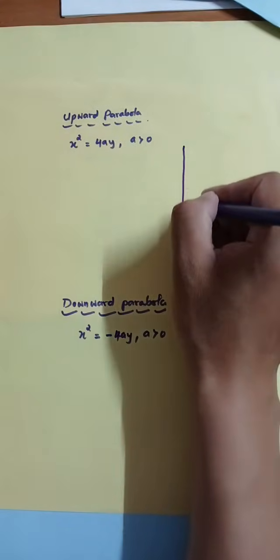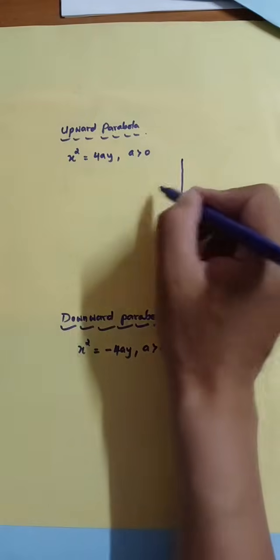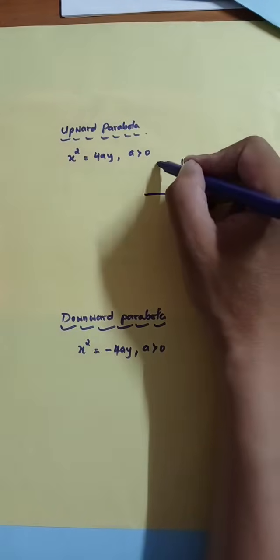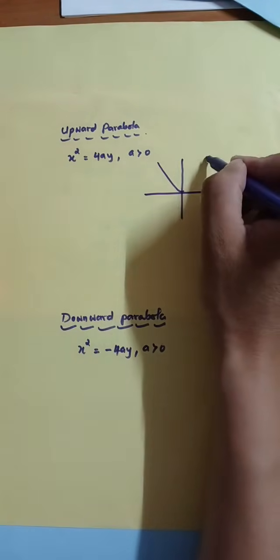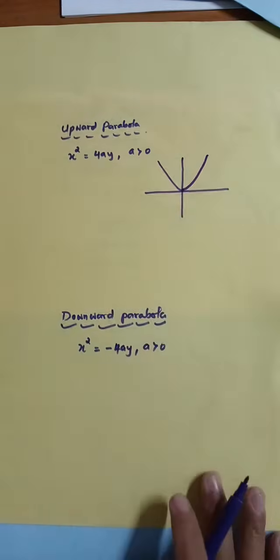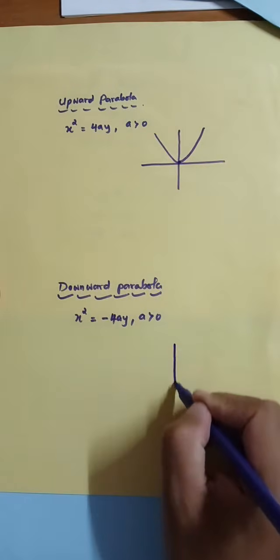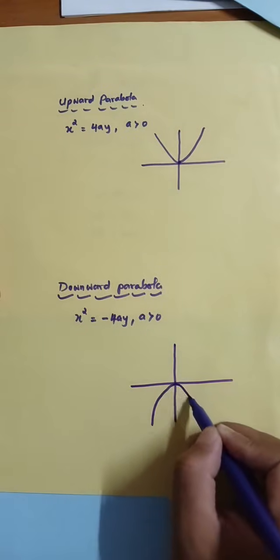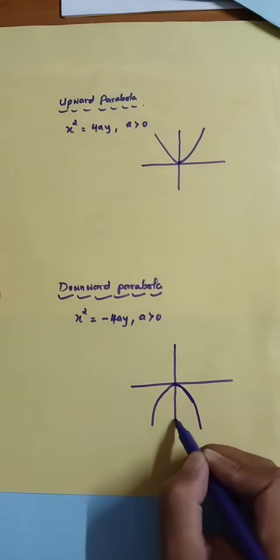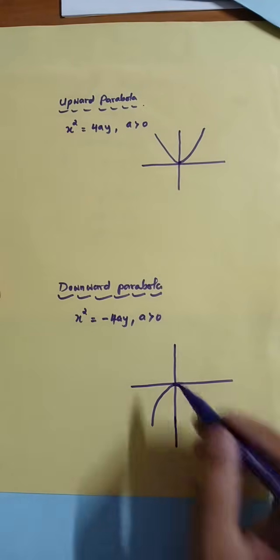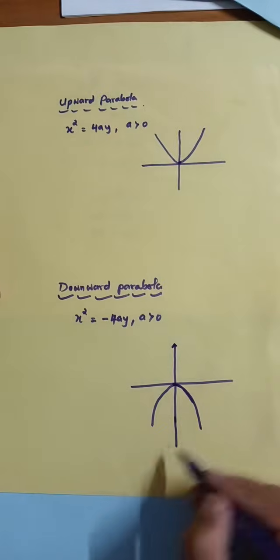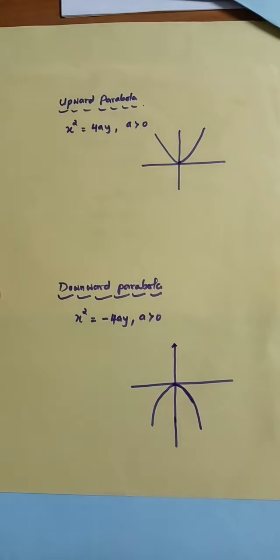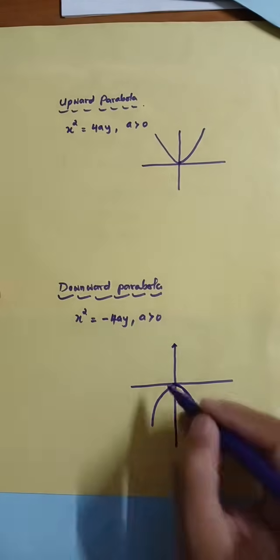So I need to draw the graph for the upward parabola and the downward parabola. So this is my upward parabola, and this is the downward parabola.